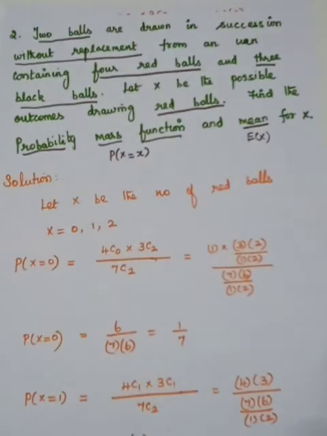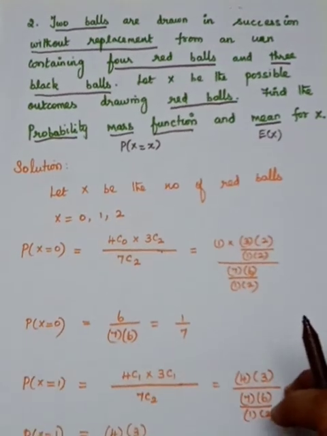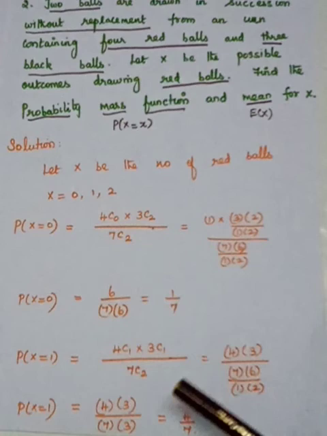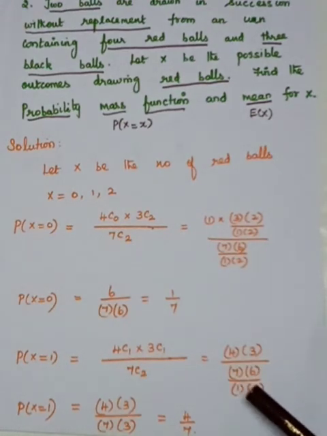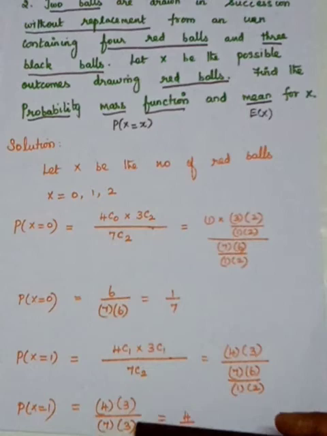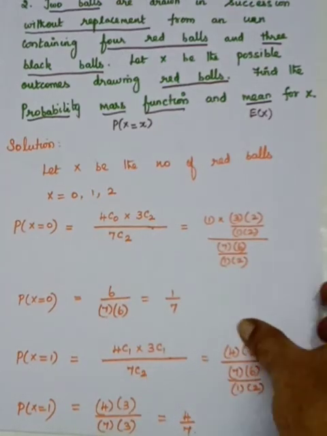So therefore the answer is: 4C1 is 4, 3C1 is 3, divided by 7C2, which is 7 into 6 divided by 1 into 2. So 4 into 3 divided by that, the 2 and 6 get cancelled, here 3 gets cancelled, so the answer is 4 by 7.